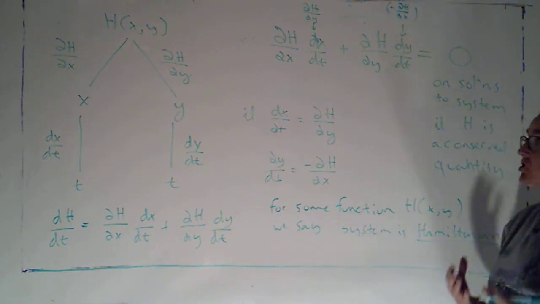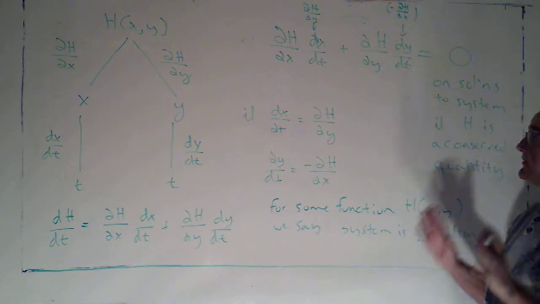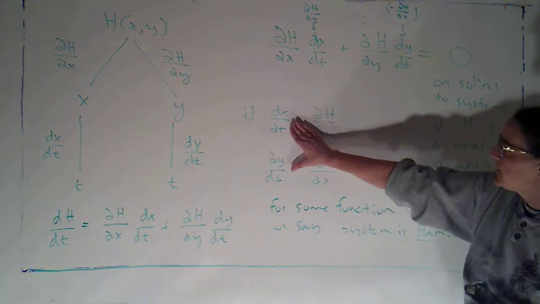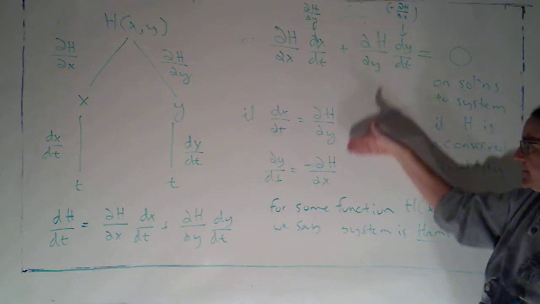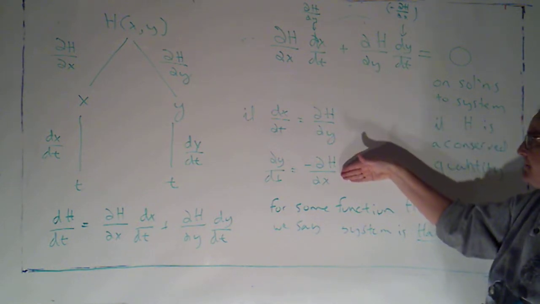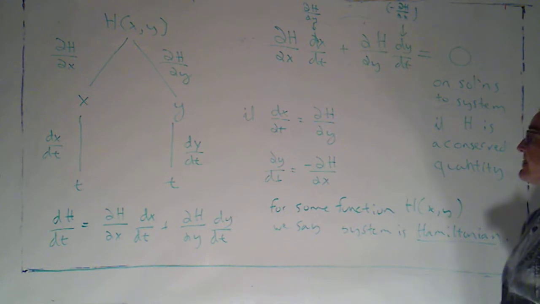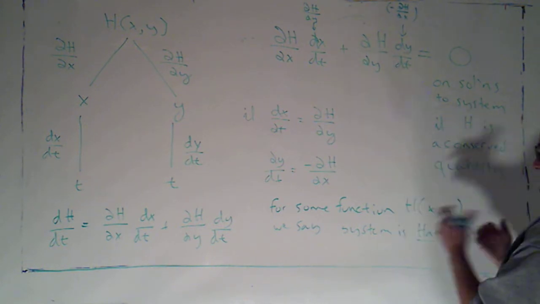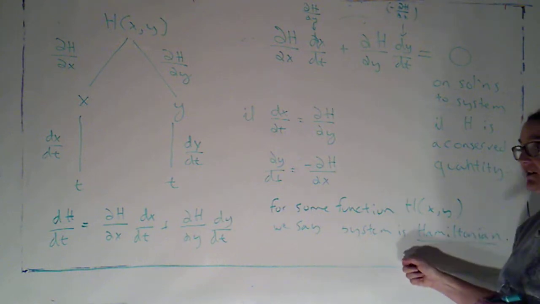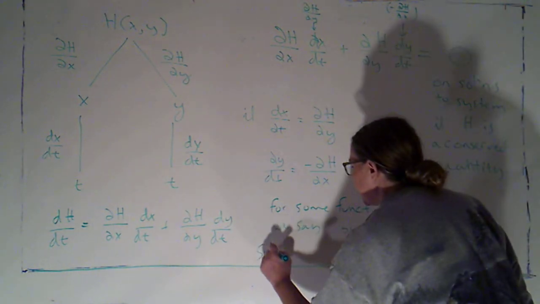So if I can show, given a system, that the derivative functions are actually formulas for a partial derivative and the opposite of a partial derivative for some function h, then I know that that function h is a conserved quantity. My system is Hamiltonian, and the solutions are the level curves for h.